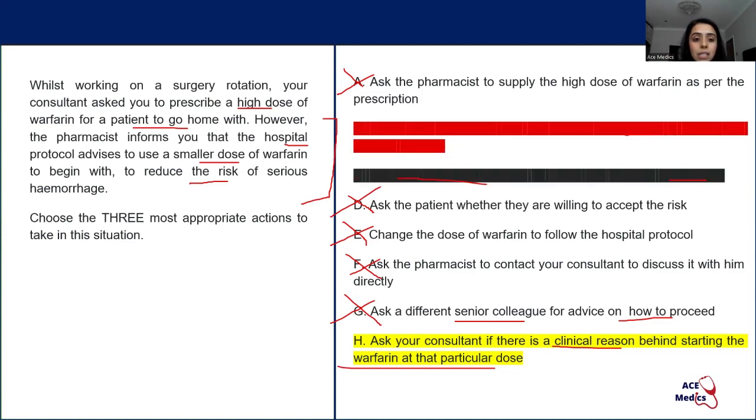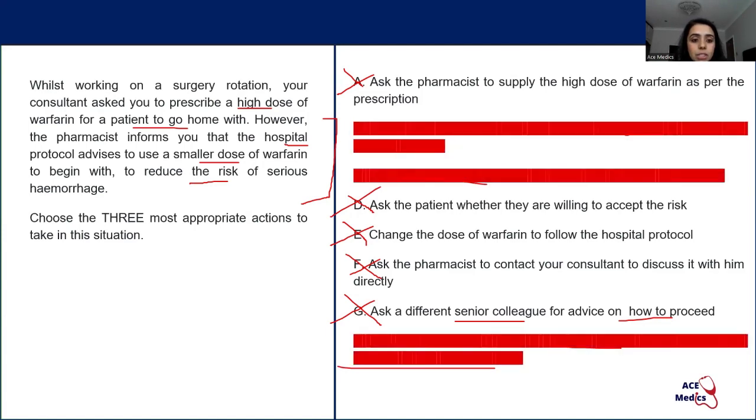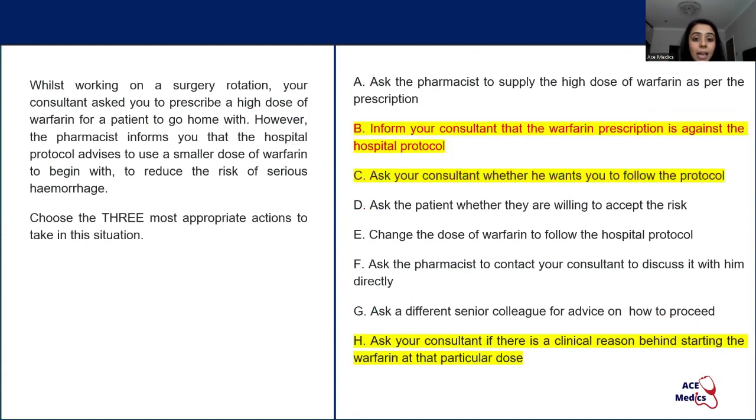Okay, so as you can see, the best options here are B, C, and H. And that's because when you then read them together, you're going to tell the consultant this is against the hospital protocol.